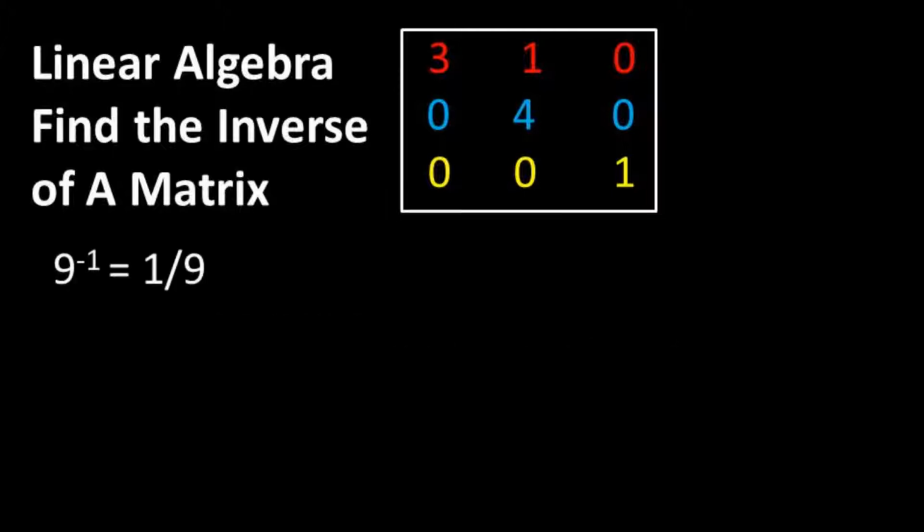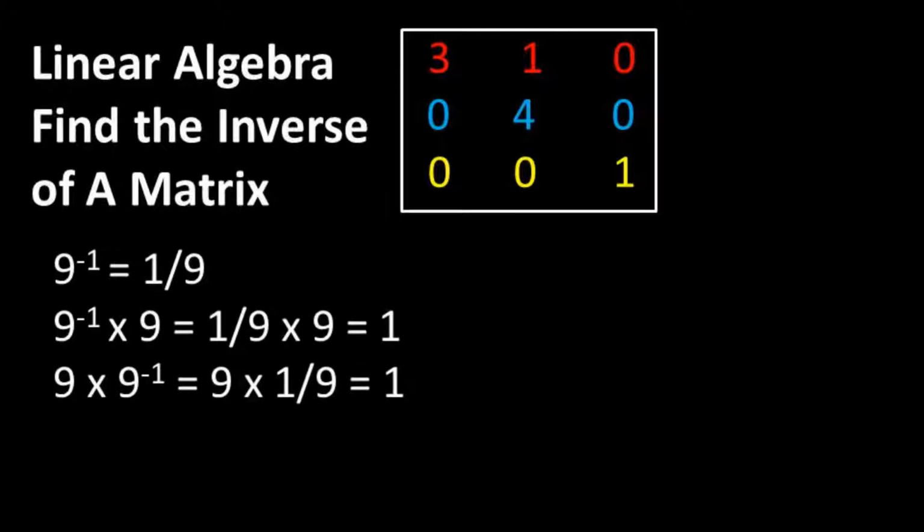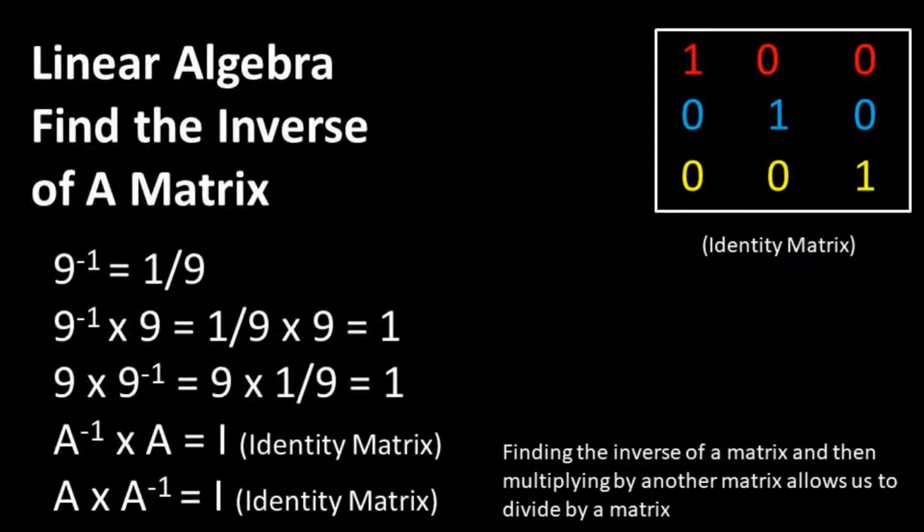To start off, let's recall what the inverse means when dealing with normal numbers. The inverse of 9 is equal to 1 over 9. The inverse of 9 times 9 equals 1, and vice versa. The same can be said about multiplying the matrix times the inverse of the matrix, except it is now equal to the identity matrix, which is a diagonal of 1s as displayed. Finding the inverse of a matrix and multiplying by another matrix allows us to divide matrices essentially.